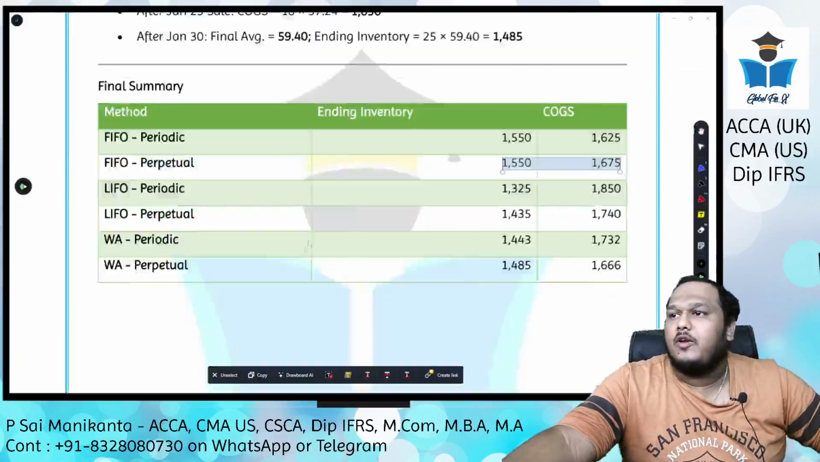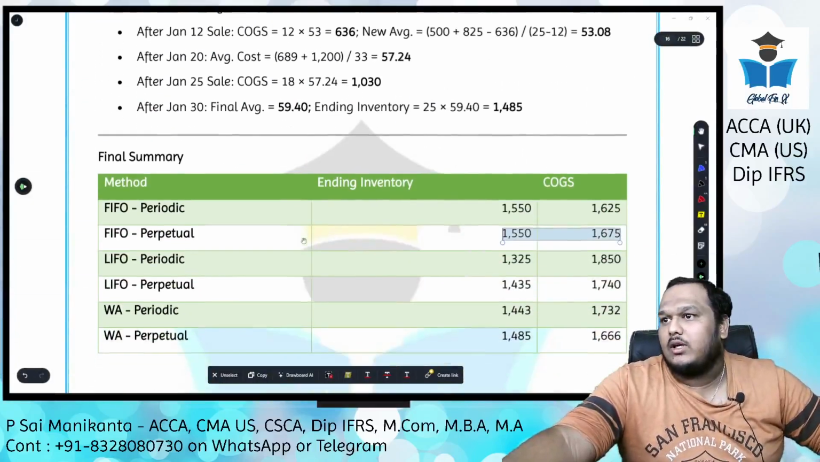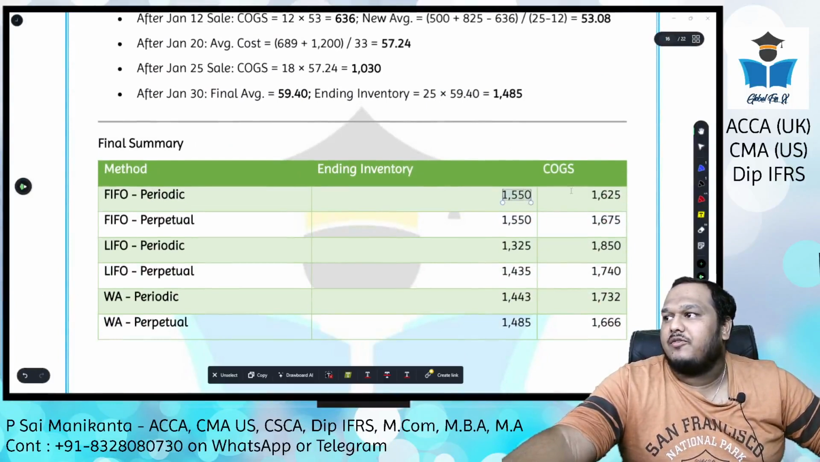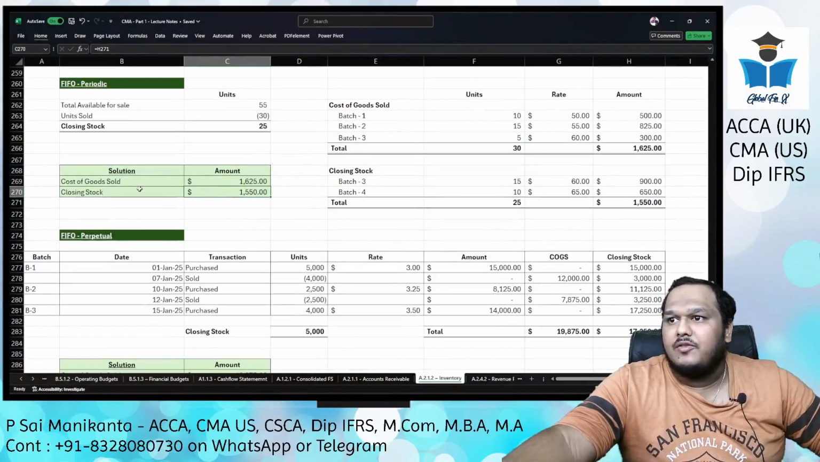So FIFO periodic, here only is the solution. FIFO periodic 1550 and 1625. 1550 closing stock, 1625 COGS, perfect.